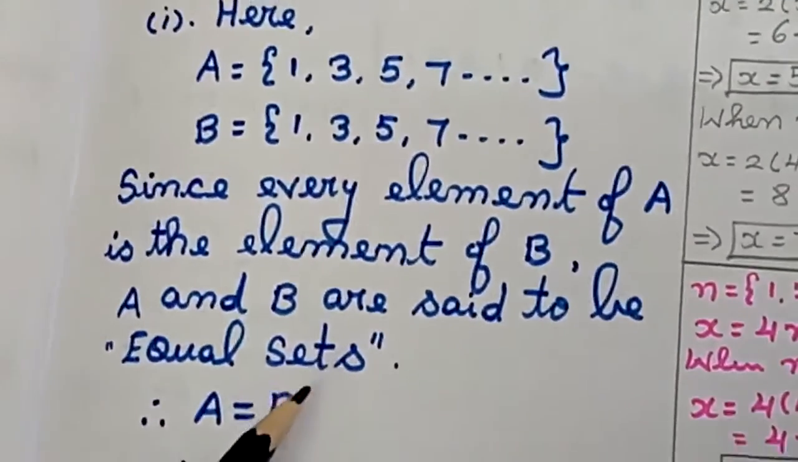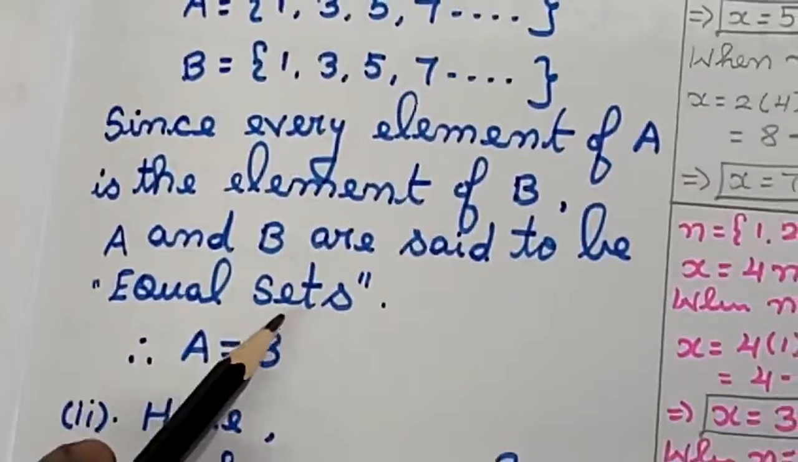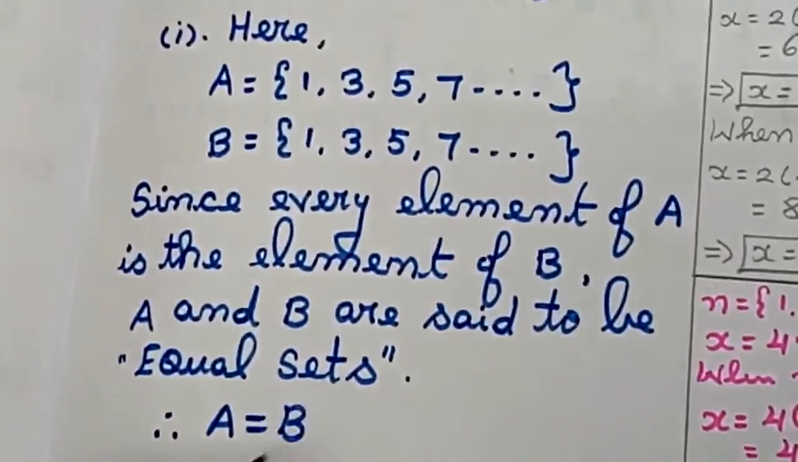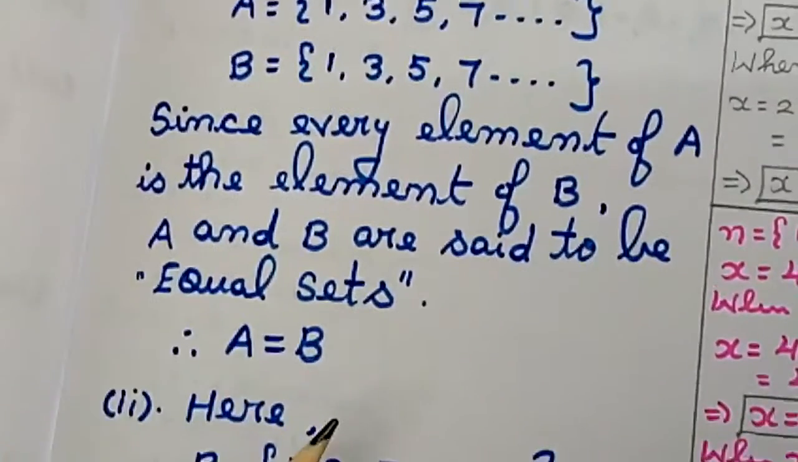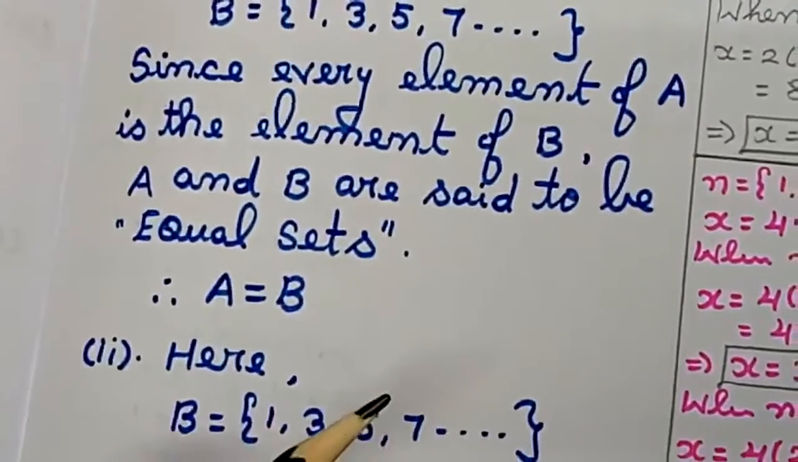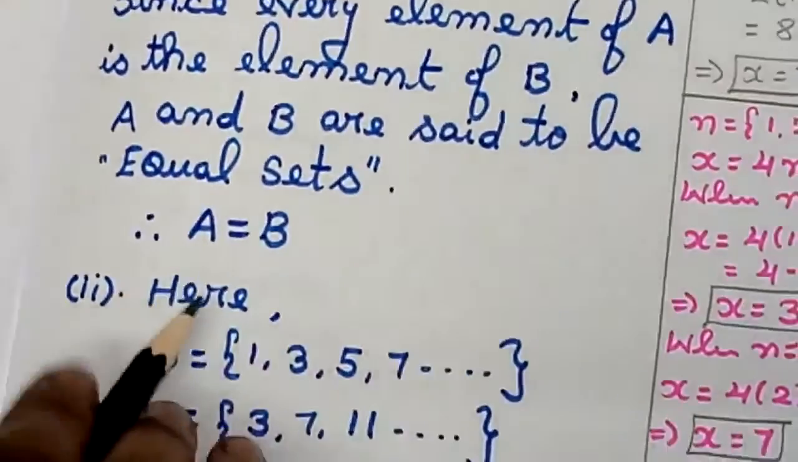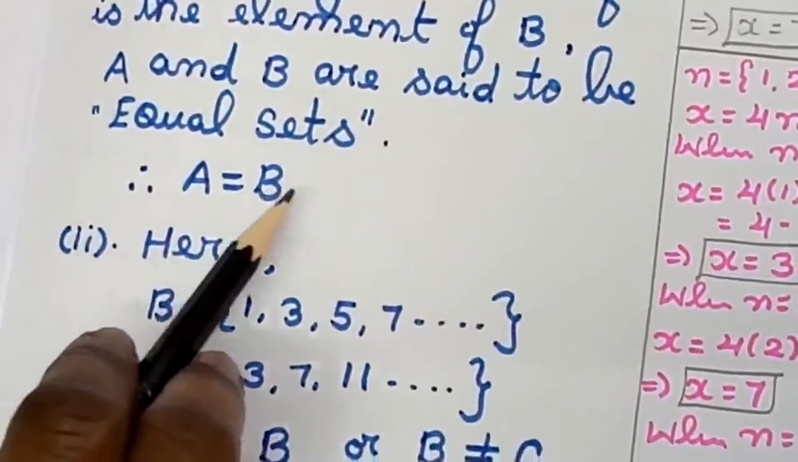So there is a difference between equal sets and equivalent sets. Equivalent means I will be counting the number of elements. Equal set means I will be seeing the elements inside the set. So that is the difference. A equal to B is true.